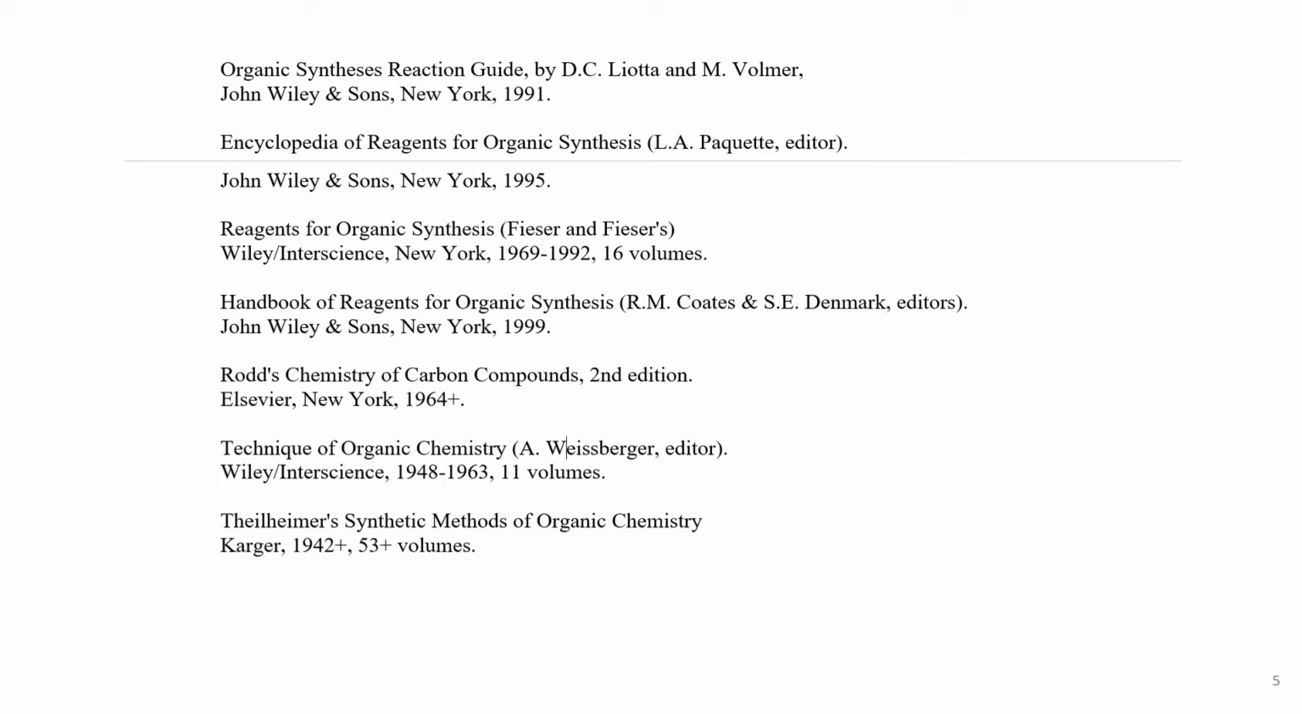There's also another Weissberger book, a series of 11 volumes, which focuses on techniques of organic chemistry. It's just like the other Weissberger series. If you're looking up a procedure and you don't really know what it is, it will be explained very well here. These Weissberger series are not used as much as they should be. There's also Theilheimer's Synthetic Methods of Organic Chemistry. It's been published starting in 1942, as you see. It also exists in an online version, which CUNY does not have.